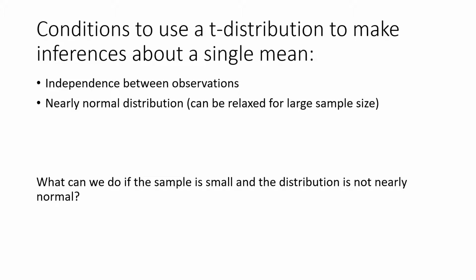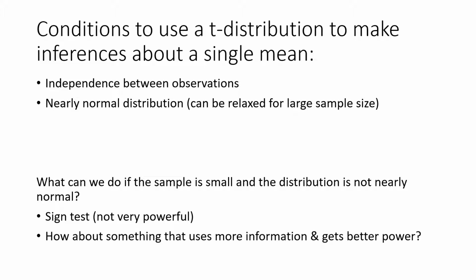And when we're thinking about what we can do if the sample size is small and the distribution is not nearly normal, we saw in the last video that we could use what's called a sign test, but that the sign test throws out a lot of information and isn't very powerful. We'd like to use something else that uses more information and gets better power, but still doesn't require this normality assumption.